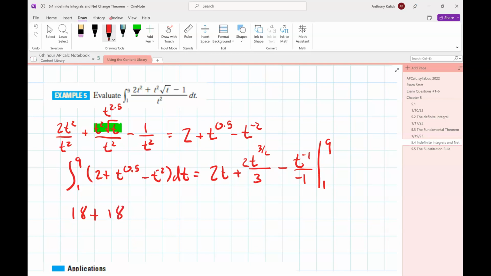Good. And then we have plus 1/9. And if I plug in 1, I'm going to have minus 2, minus 2/3, and then minus still 1. And then I'll let you guys handle the arithmetic.